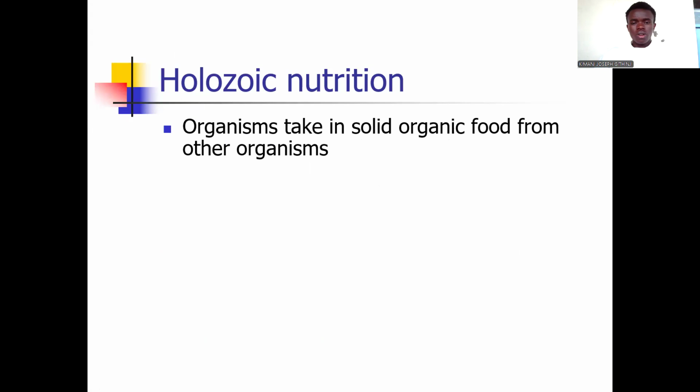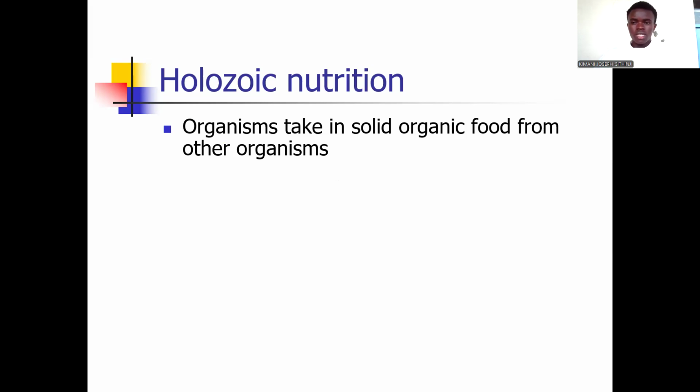Now, let's start with Holozoic nutrition. Holozoic is the type of nutrition in which organisms take in solid organic food from other organisms. When you think of Holozoic nutrition, think of yourself. You are Holozoic, or use the Holozoic mode of nutrition. Why? It's because for you to take in food, mostly you take it in form of solid, and it is obtained mostly from other organisms.